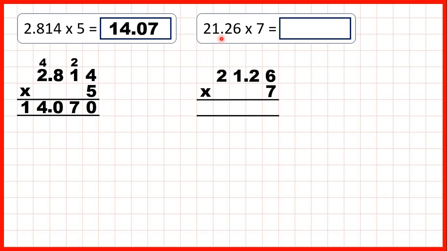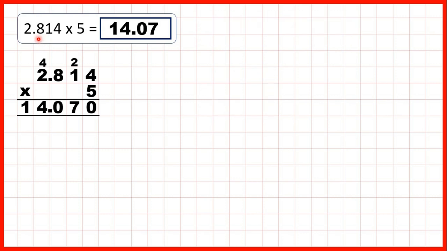Now we have 21.26 times 7. We find the decimal point and copy it down into our answer so that it's directly below the decimal point in the question. 6 times 7 is 42, so that's 42. 2 times 7 is 14, plus 4 is 18, so 18. 1 times 7 is 7, plus 1 is 8. And 2 times 7 is 14, so our answer is 148.82.